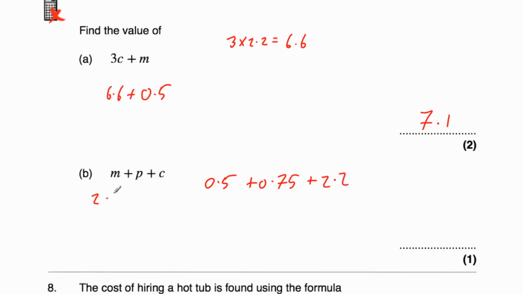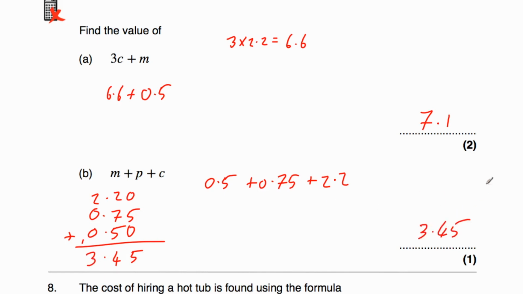So we've got our 2.2, our 0.75, and 0.5. So putting our line, plus sign, lining up our decimal points and putting a point beneath it, and putting in zeros for these ones to make sure they're all the same length. So 0 plus 5 plus 0 is 5. 2 plus 7 is equal to 9, plus 5 is equal to 14, so put our 4 down and carry a 1. And 2 plus 0 plus 0 plus 1 is equal to 3. So the answer will be 3.45.